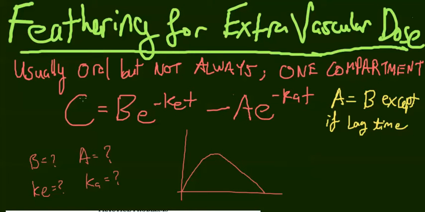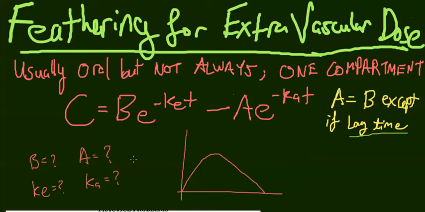And this is the equation, to simplify this. C is equal to B times e to the negative KE t minus A times e to the negative KA t. And usually, I want you guys just to keep this in mind: A and B are going to be equal, except if there's lag time. So, okay, let's get into it.